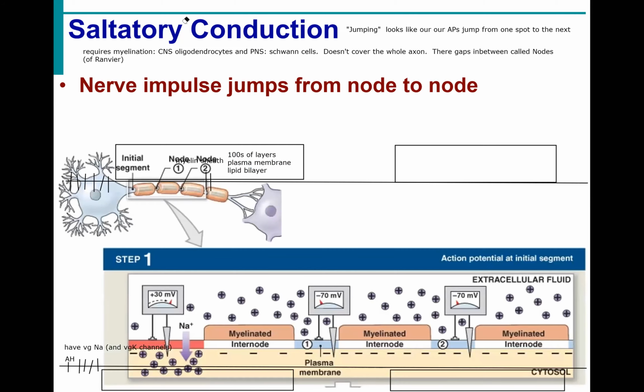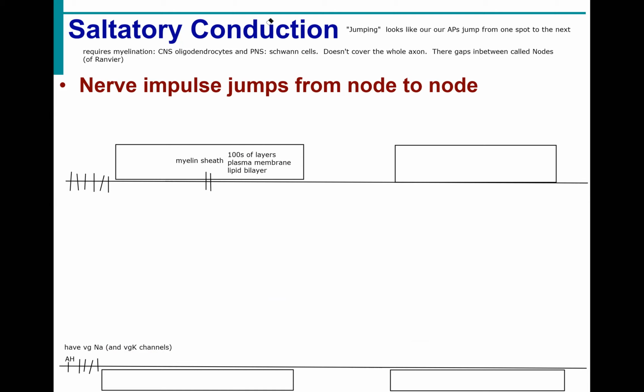Oh no, I erased that. Okay, let me get that to go back. Perfect. I'll cheat and do it this way. There is no reason to put those voltage-gated sodium or voltage-gated potassium channels here under the myelin sheath. There'd be no place for it to go. But if we want to continue to produce action potentials, we need them.